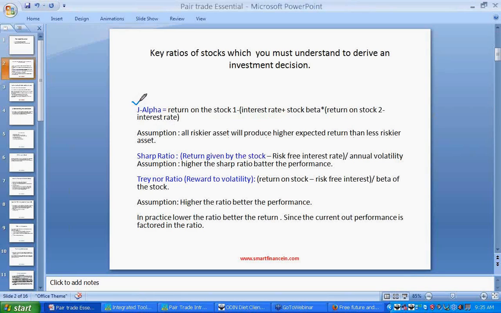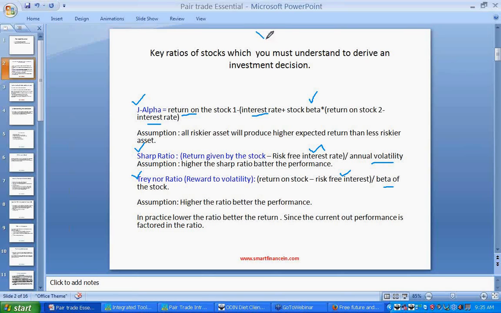Then we have specific ratios: Jensen's alpha, Sharpe ratio and Treynor ratio. These ratios are calculated using certain formulas. One uses beta and interest rate, another uses the volatility along with the interest rate, and the third uses the beta and interest rate. So based on these three ratios and the beta decoupling, we will be initiating the trades.